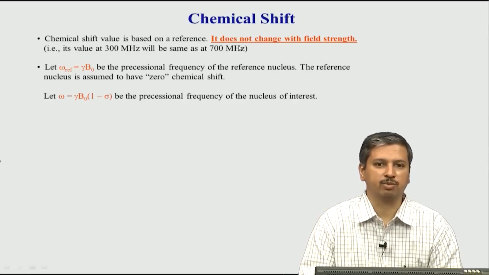the chemical shift values are calibrated. Therefore, this is a very important point: chemical shift does not change with the field strength, meaning it does not change with spectrometer. So now, let us see how it is calculated.